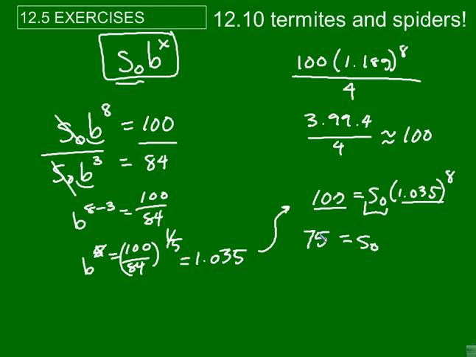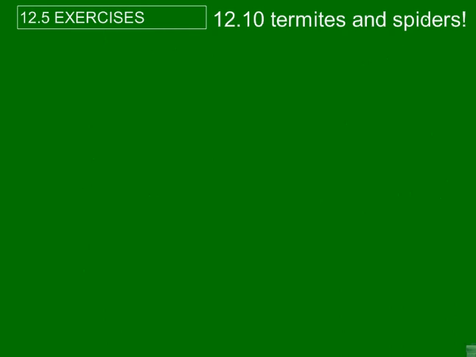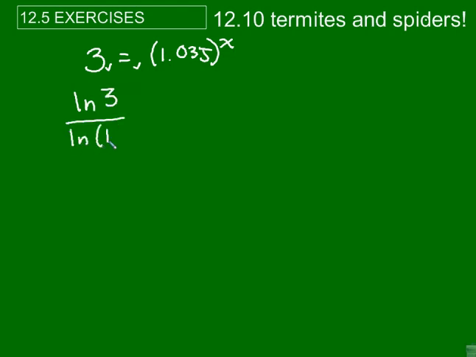All right, so when will this thing triple? Well, we'll use our little 3 times the initial value equals the initial value times the b, 1.035 to the x. Take the natural log of both sides, divide it by the base. And we end up with 31.9 days.